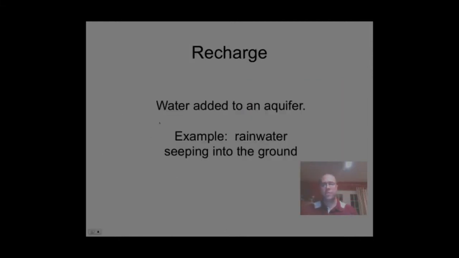Recharge, water added to the aquifer. Okay, our example, very simple. It rains and it seeps or infiltrates into the ground and recharges the aquifer. This is an input to the aquifer.